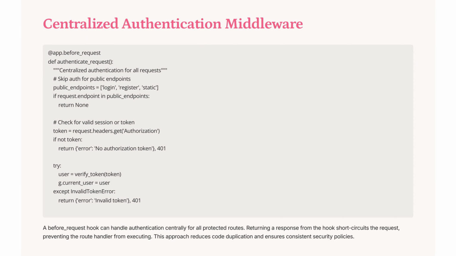Centralized authentication middleware uses a before_request hook to manage authentication across all protected routes. It bypasses public endpoints and checks for a valid session or token. If invalid, it returns an error, preventing route execution. This method minimizes code duplication and enforces consistent security policies across the application.